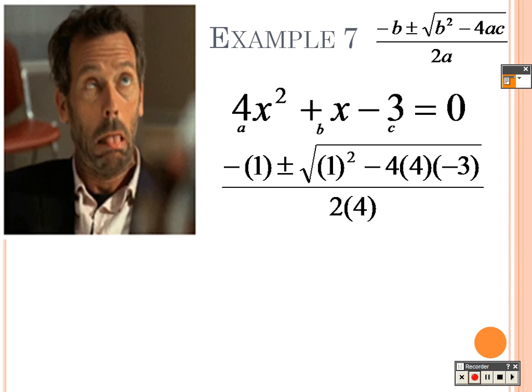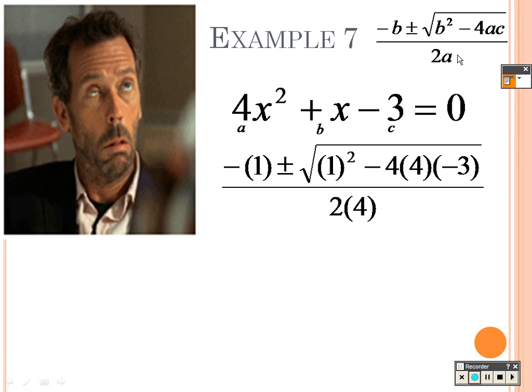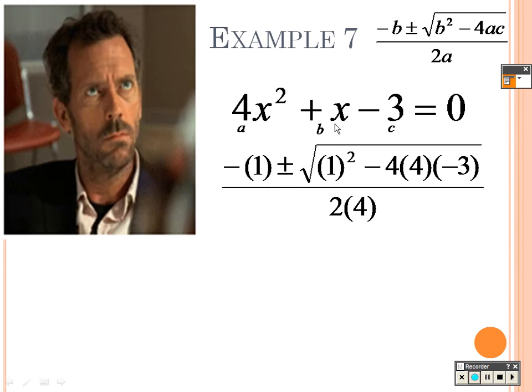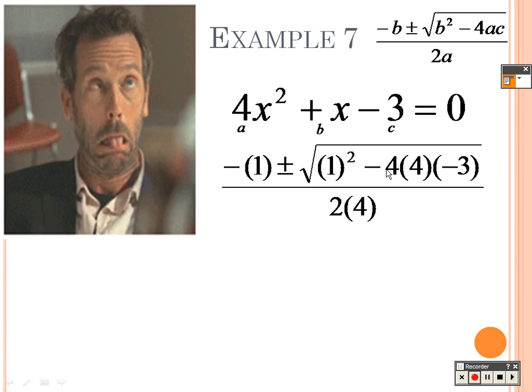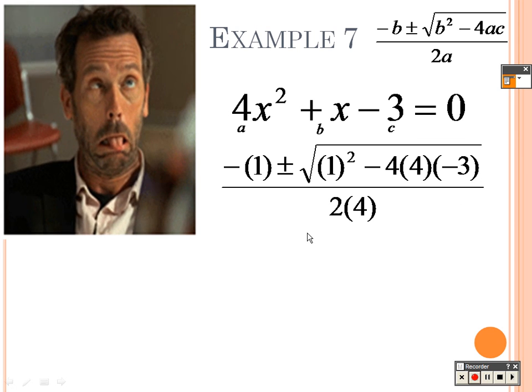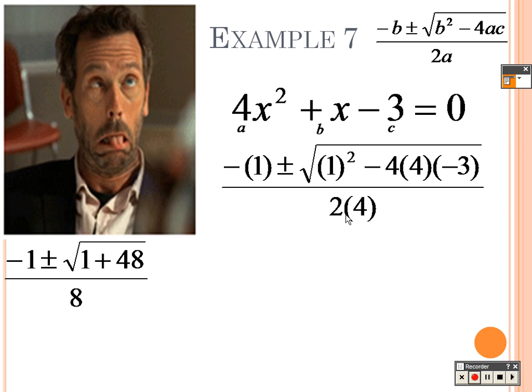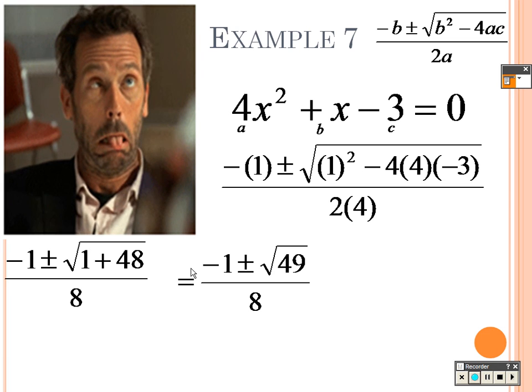That's it. So we have -b, so that's -1 plus or minus the square root of 1 squared, because it's b, minus 4 times a is 4 times c is negative 3 all over 2a, which is 4. Negative 1 plus or minus 1 squared is 1. Negative 4 times negative 3 is 48 over 8. 1 plus 48 is 49.